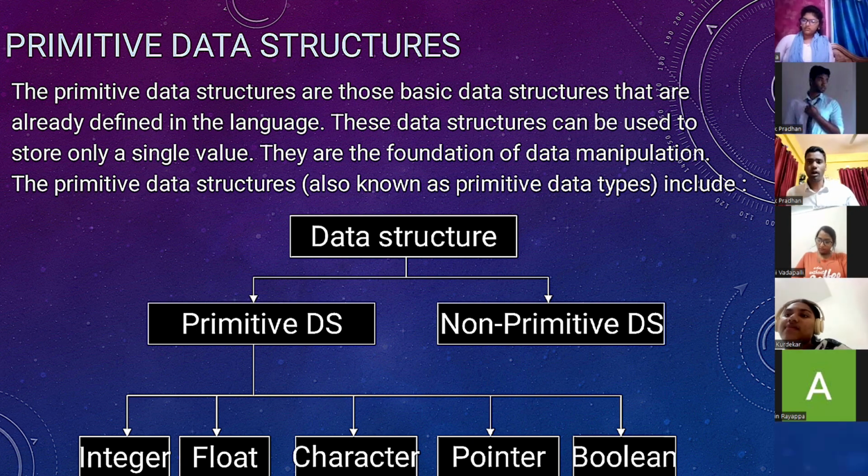Starting off with the primitive data structure. As I've already said, primitive data structures are those which are already defined by the language. These data structures can be used to store only a single value, and these are the basic foundation of any data structure. These are the basic data structures. When you talk about primitive data structure, as the graph says, you have integer, you have floating point, you have character, you have pointer, and you have boolean.